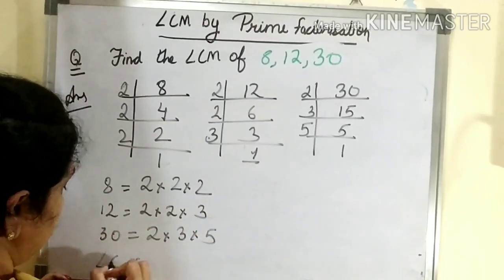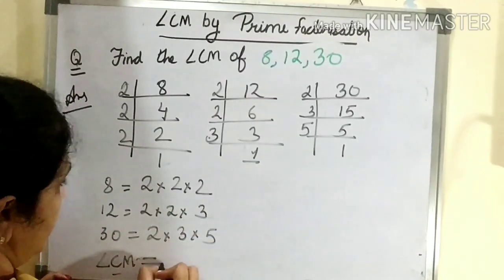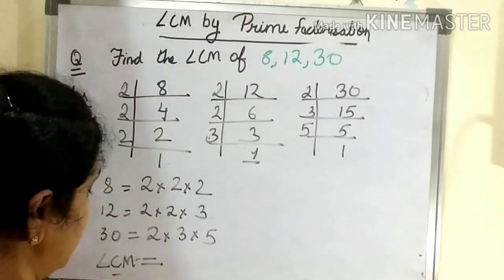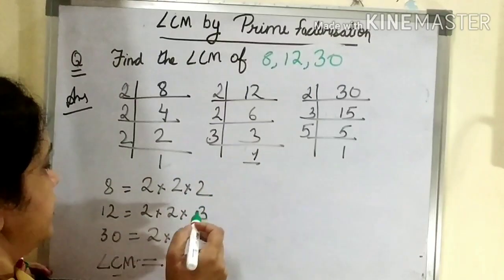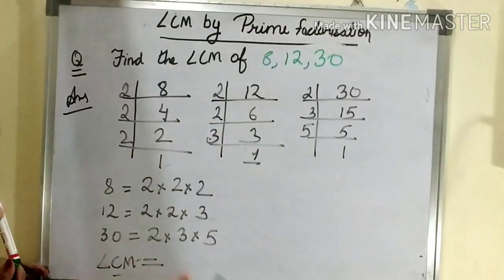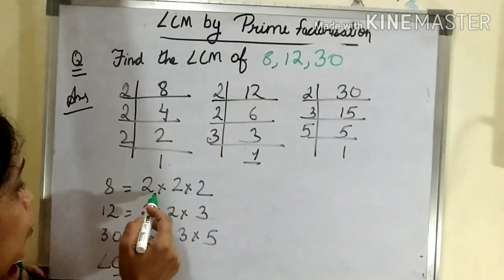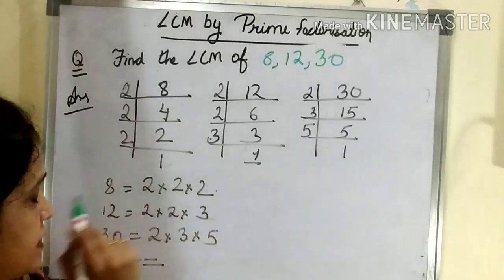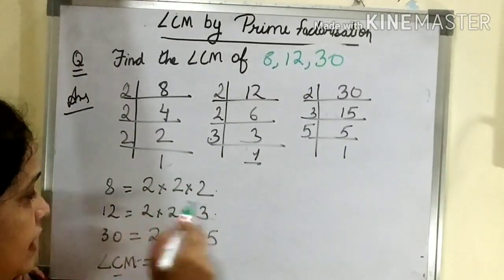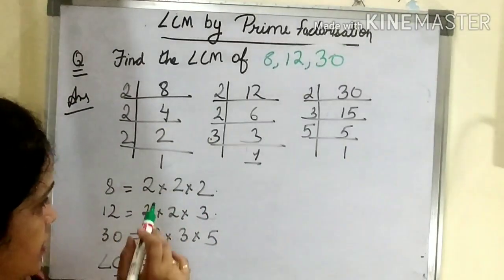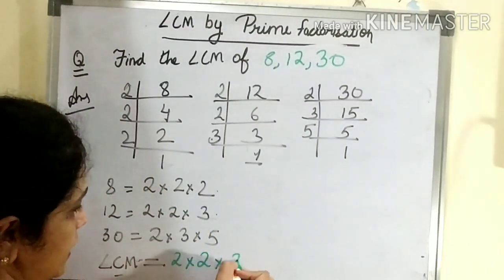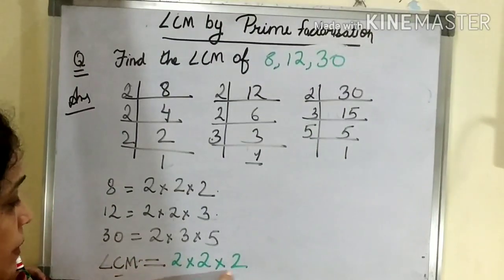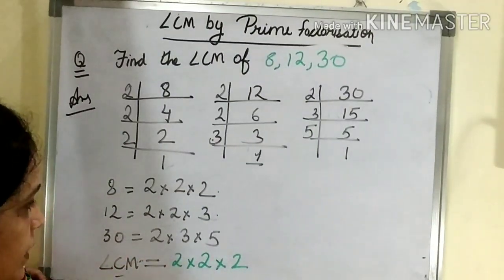Okay, now we have to find the LCM. Now, what are the different prime factors which came in all the three numbers? The prime factors are 2, 3 and 5. Then we will find the maximum number of times. For 2, the maximum number of times it occurred is 3 times. Here it came twice and here it came once. So the maximum number of times 2 occurred is 3 times, and that we are going to consider.